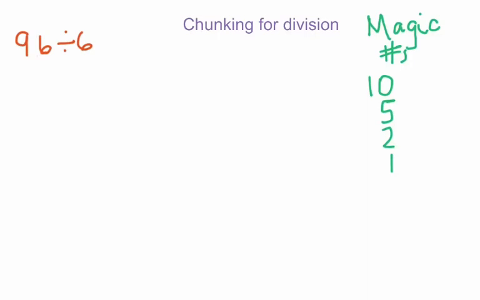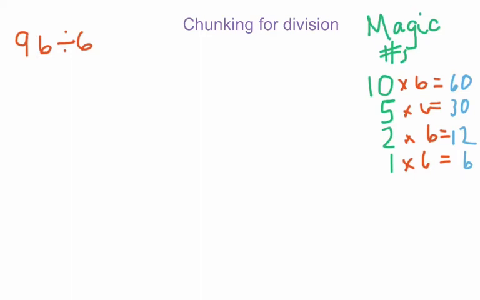And what I'm going to do is multiply each of these by 6 because that's the number I am dividing by. I'm going to find the product for each, and you're going to see that these are simple multiplication problems. So 10 times 6 is 60, 5 times 6 is 30, 2 times 6 is 12, and 1 times 6 is 6.